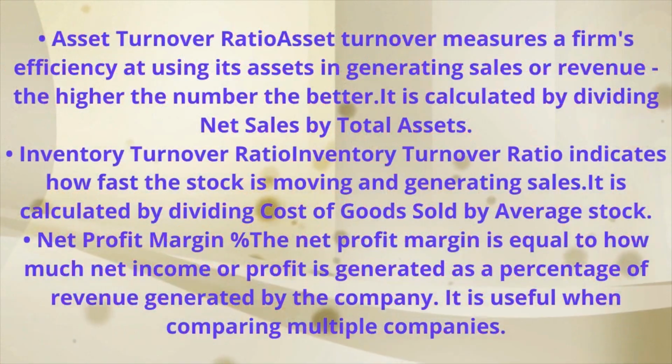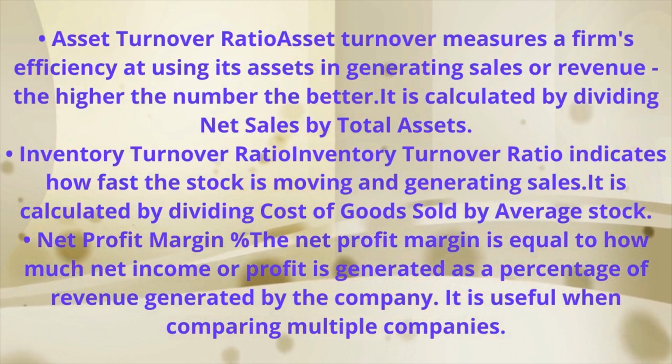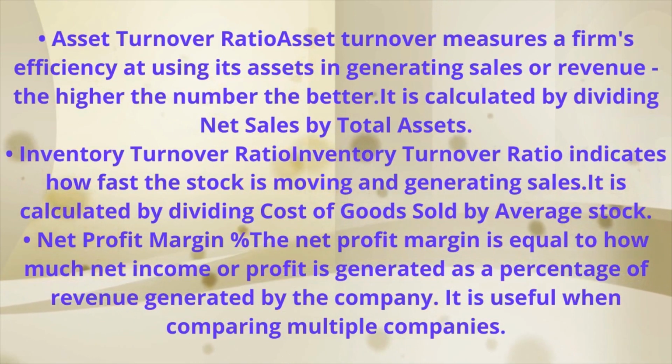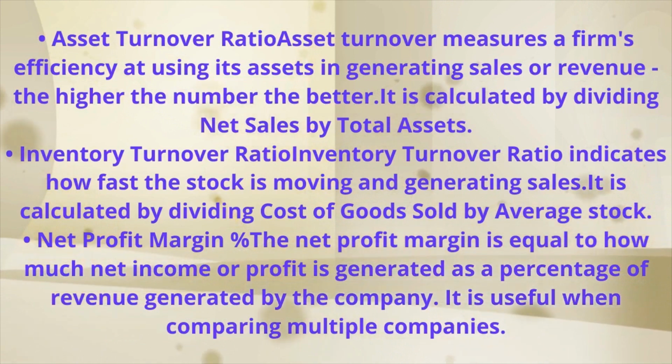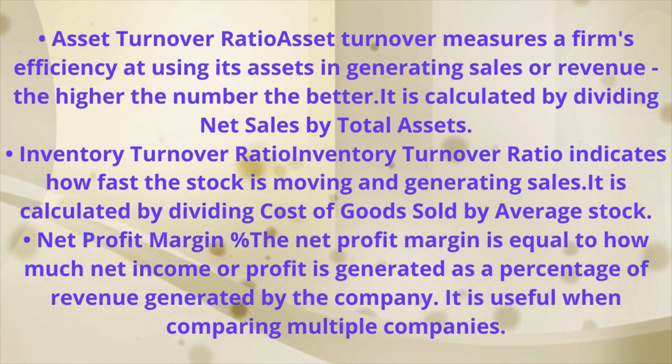Asset turnover ratio. Asset turnover measures a firm's efficiency at using its assets in generating sales or revenue. The higher the number, the better. It is calculated by dividing net sales by total assets.